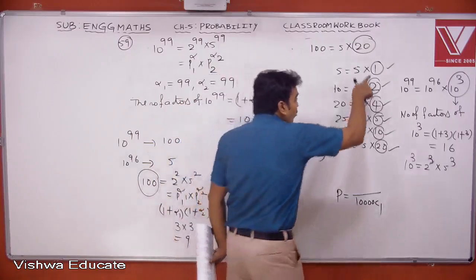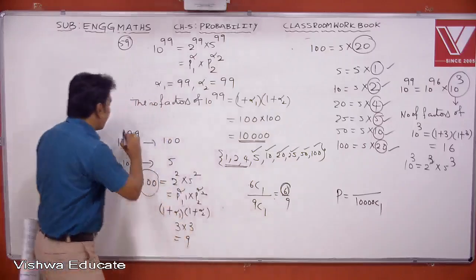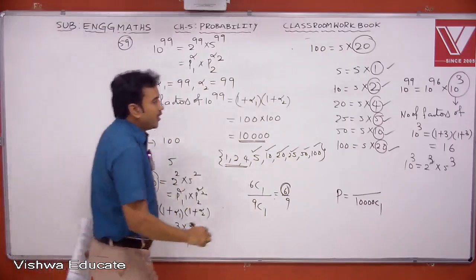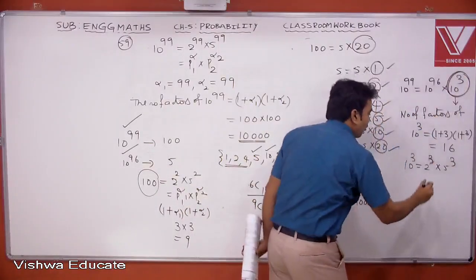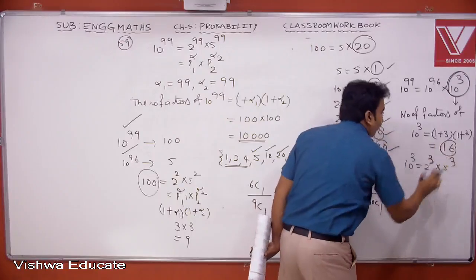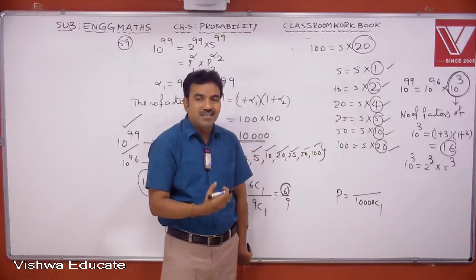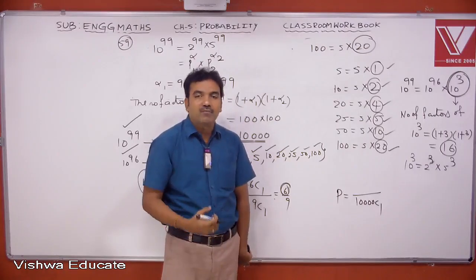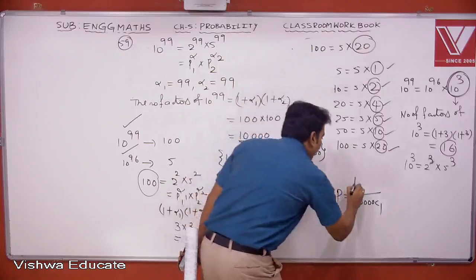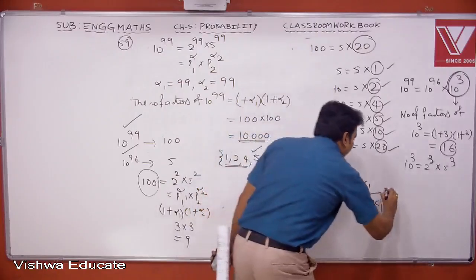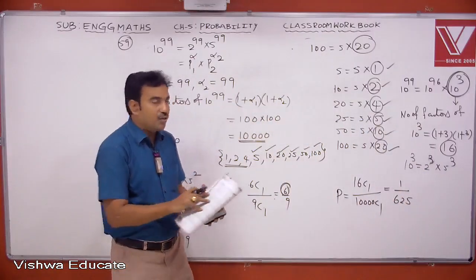Like this, whatever logic we followed for 100, the same logic I am going to apply for 10 power 99 and 10 power 96. So here 10 power 99 is 10 power 96 into 10 cube. Now let us find the total number of factors of 10 cube. We got 16. Therefore these 16 are nothing but factors of 10 power 99 which are multiples of 10 power 96. So you select one among those 16. So the probability is 16C1 divided by 10,000C1. This is nothing but 1 by 625. So the required answer is option A.